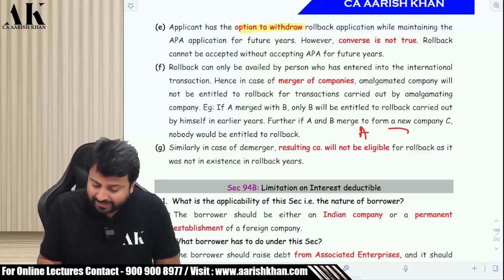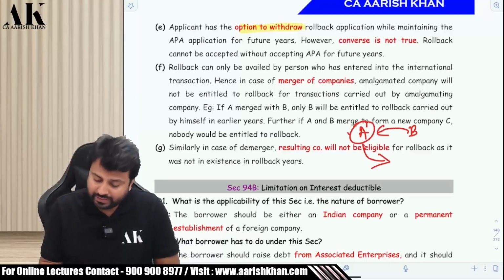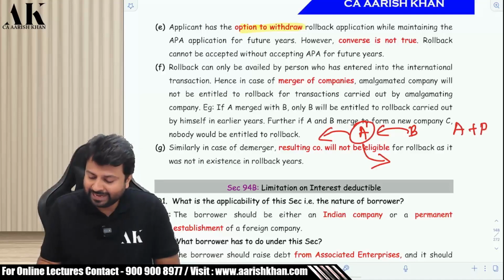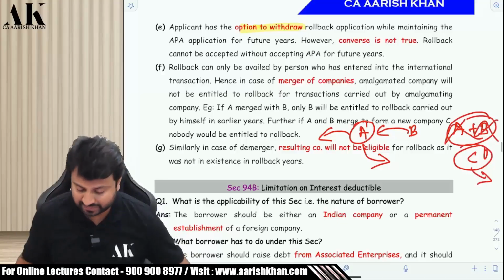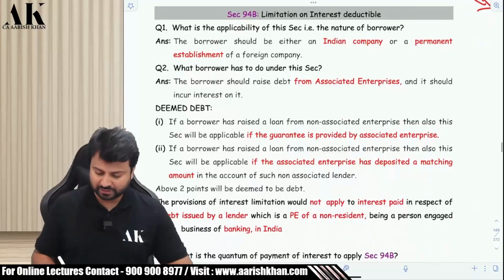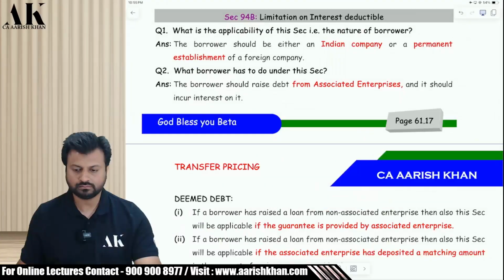So if A takes over B and A makes an application for future transactions, A can also go for rollback. But if A and B merge and become C, and if C makes an application for future years, then A and B cannot go for rollback. This is what this provision has to say, and this is what the rollback provision is all about, and this one is very important. Okay.